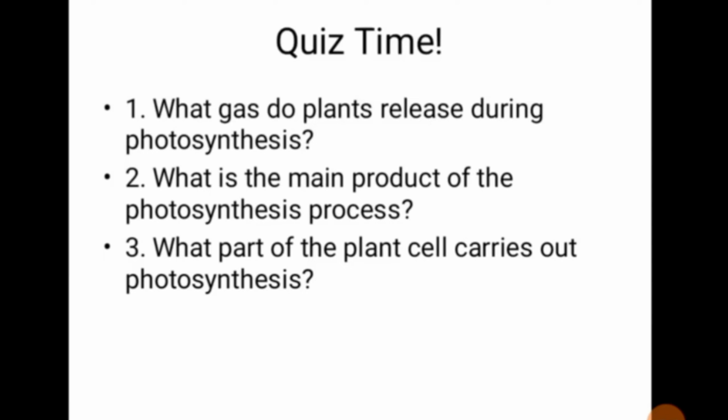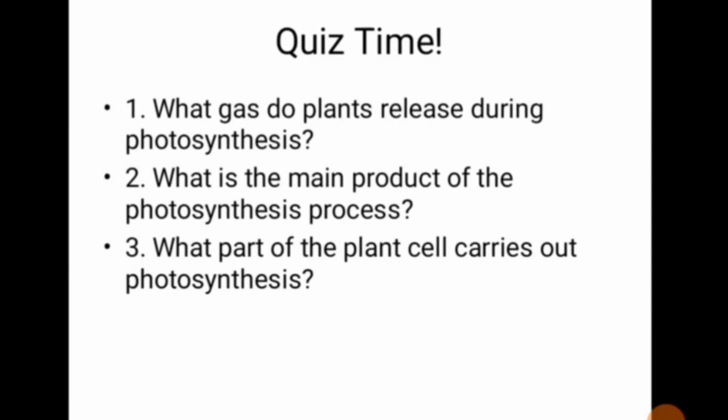The answer for number one is oxygen. Remember that oxygen is a gas. The question was, what gas do plants release during photosynthesis? Release talks about the end product of photosynthesis. So the only gas that photosynthesis releases after its process is oxygen. The answer is oxygen.